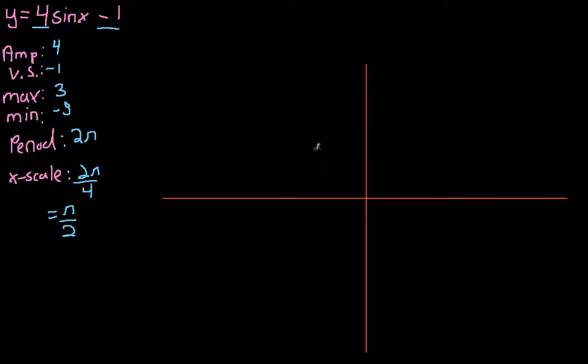If we remember from the previous video, the first thing we do is we create our scale for the x-axis. Since our scale is pi over 2, I'm going to draw little tick marks here. This one is going to be pi over 2. This one is 2 pi over 2, which is just pi. This one will be 3 pi over 2. And this one will be 2 pi.